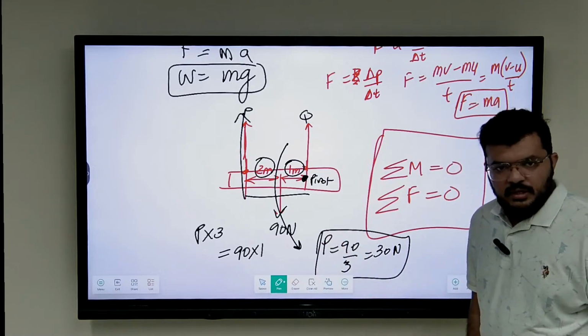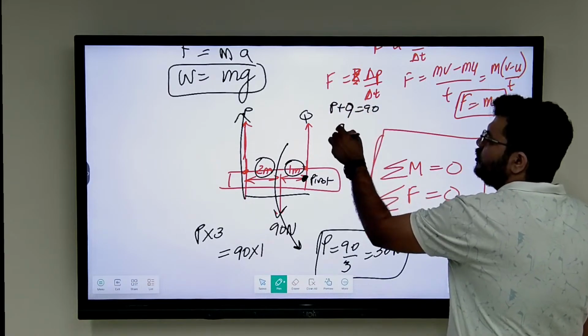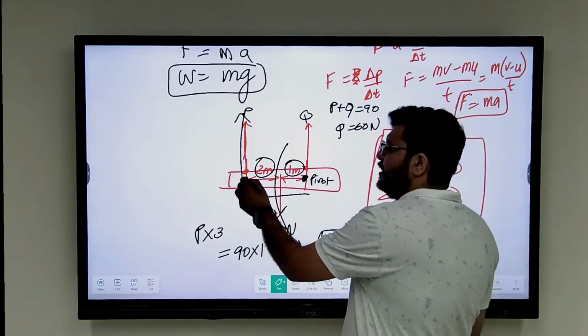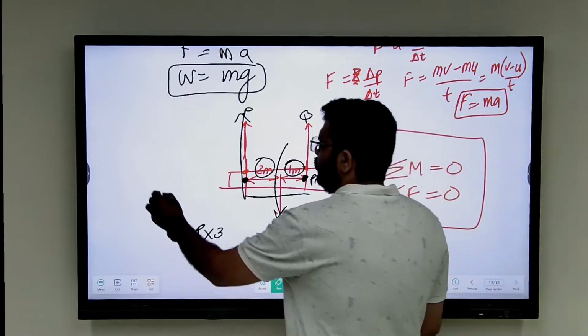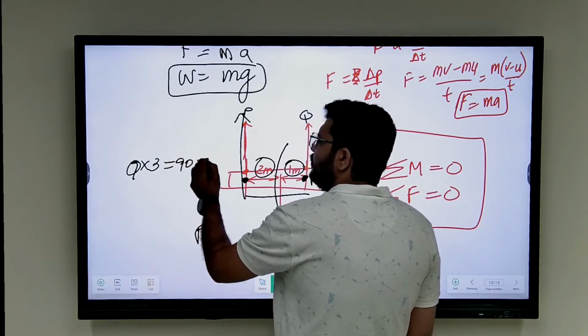Make sense? Now the total of P and Q should have been 90. So Q will be 60 Newton. And you can prove it. Let's say if this was your pivot, right? Then Q multiplied by 3 should have been 90 multiplied by 2.